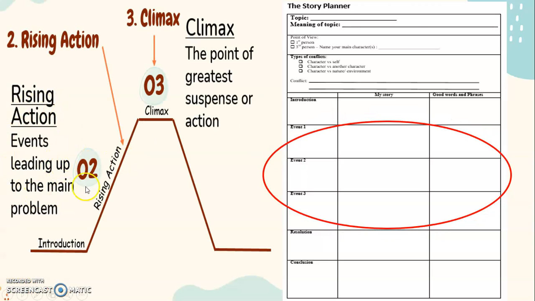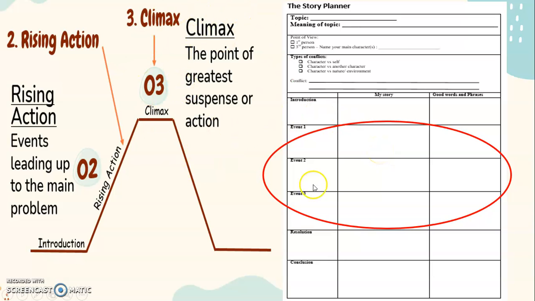So for example, over here, the rising event is events leading up to the main problem. So we know that the main climax will be at sports day during the competition. So the goal is to be able to win the 100-meter race. So what would the main character do in order to win the 100-meter race? He would have trained himself, right? So this would be the first part. The rising action, go for some training.